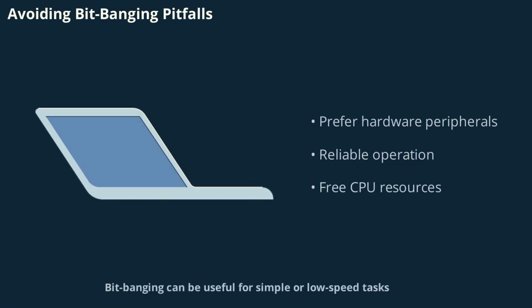Bit banging can be useful for simple or low-speed tasks, but it's not suitable for high-speed or complex protocols. Whenever possible, use your microcontroller's hardware peripherals for communication and timing. This ensures more reliable operation and frees up CPU resources.